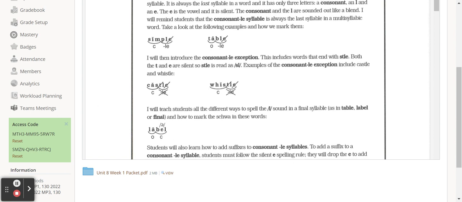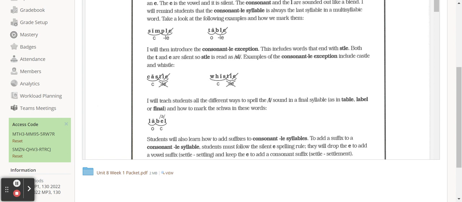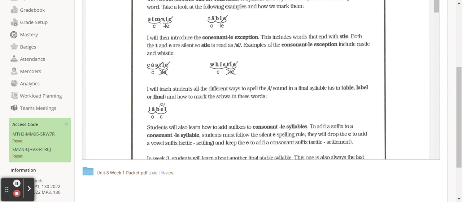Take a look at the following examples and how we mark them. We have the word simple. Sim is a closed syllable because it has that short vowel, but ple is that consonant LE. We have the silent E we cross off, and we just scoop it and label it with that dash LE.